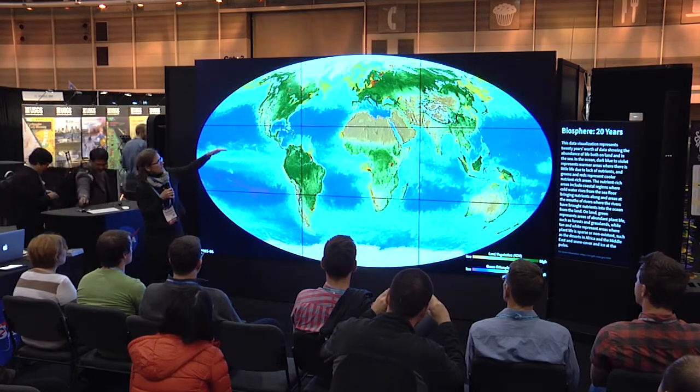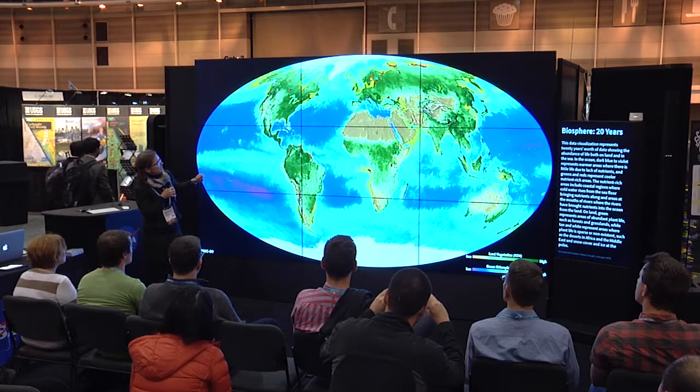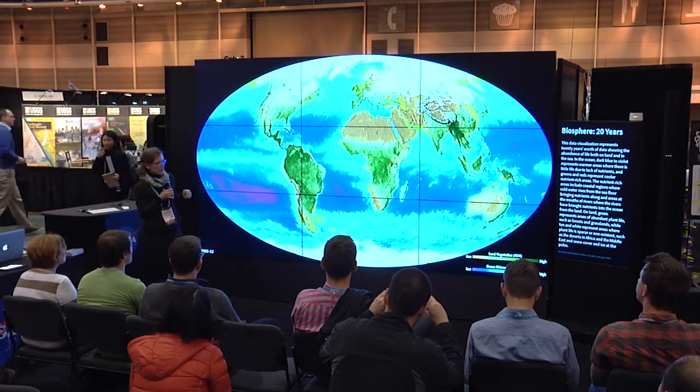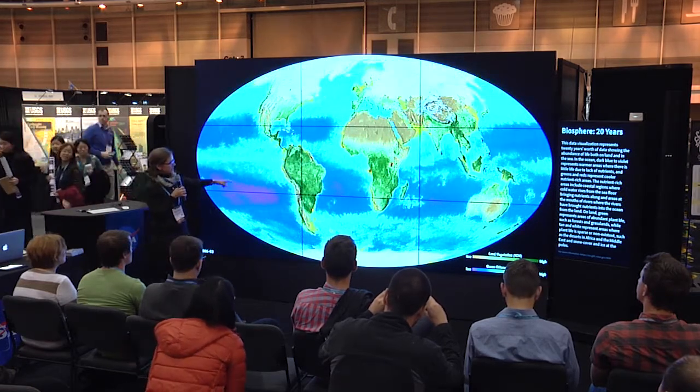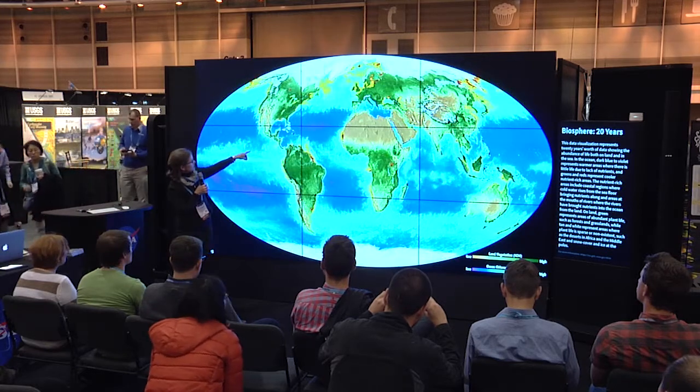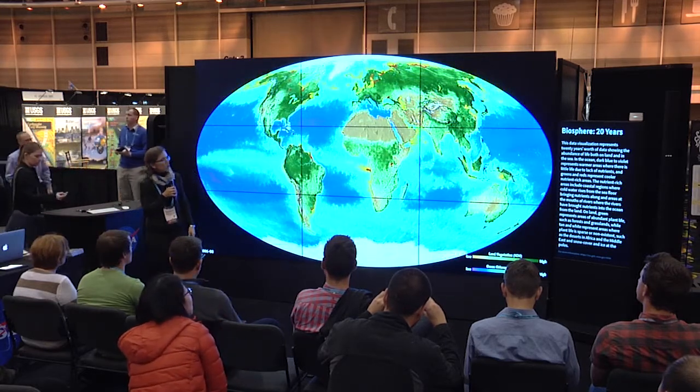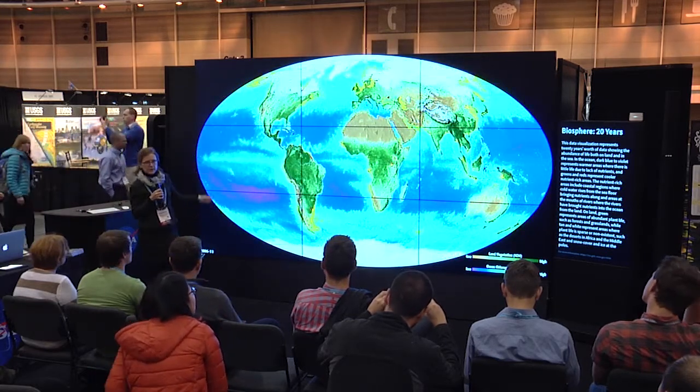And we've observed seasonal cycles that you can see here. It's like the Earth is breathing. And then smaller scale features, mixing eddies. Hurricanes also stir up nutrients and lead to blooms.